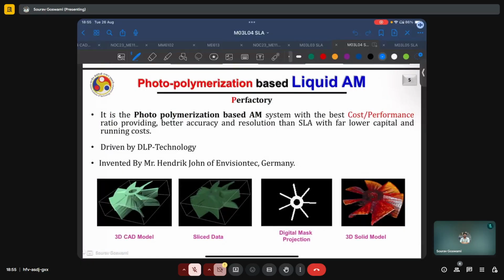Some details about Perfactory. It is a photopolymerization based AM system with the best cost to performance ratio, providing better accuracy and greater resolution than SLA with far lower capital and running costs. It is driven by DMD technology and was invented in Germany.